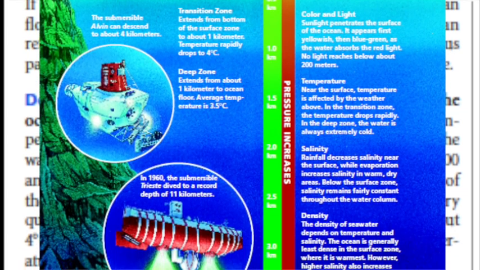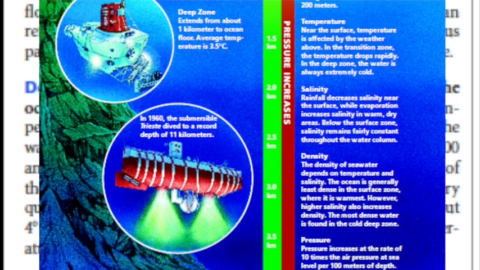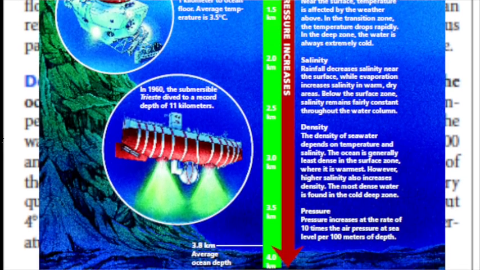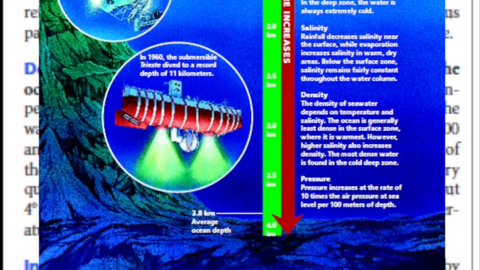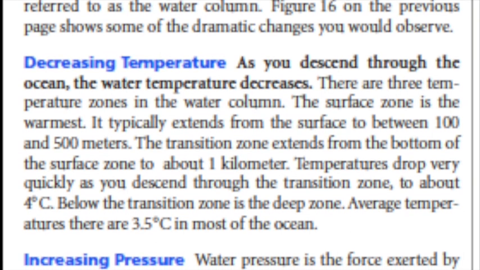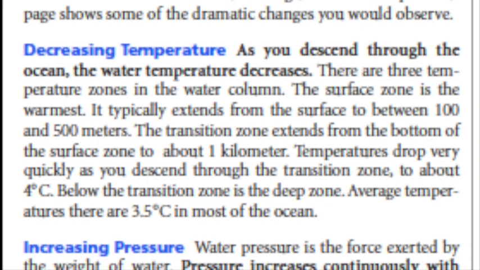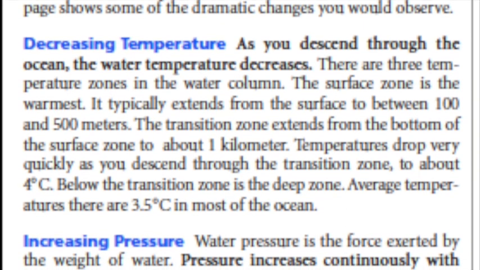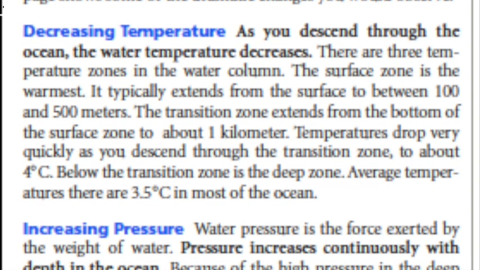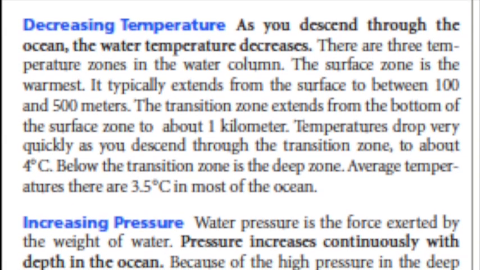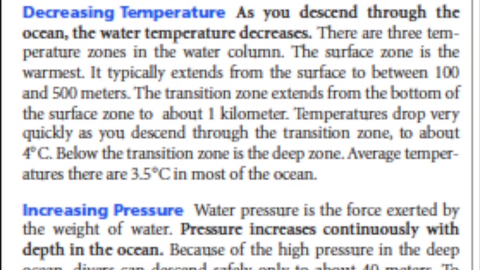There are 3 temperature zones in the water column. The surface zone is the warmest. It typically extends from the surface to between 100 and 500 meters. The transition zone extends from the bottom of the surface zone to about 1 kilometer. Temperatures drop very quickly as you descend through the transition zone to about 4 degrees Celsius. Below the transition zone is the deep zone. Average temperatures there are 3.5 degrees Celsius in most of the ocean.